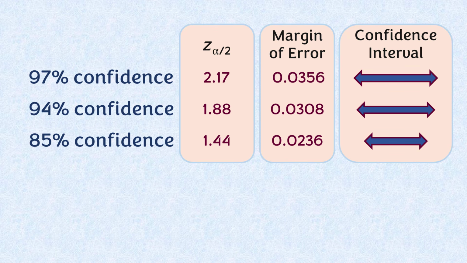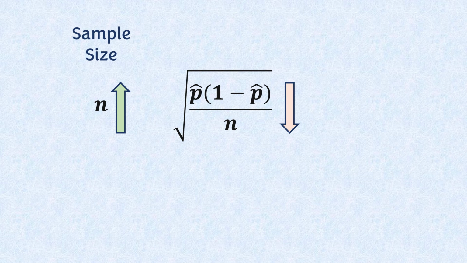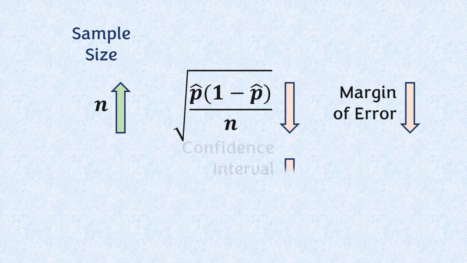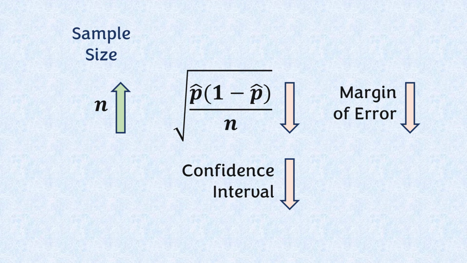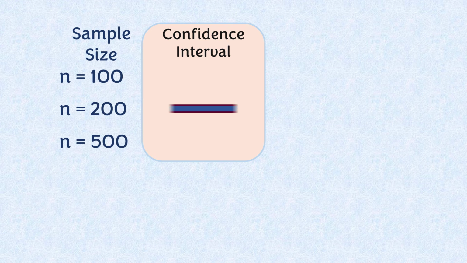Apart from the confidence level, the sample size also affects the width of the confidence interval. Since the sample size is in the denominator of the standard error formula, increasing the sample size will decrease the size of the standard error, which will in turn decrease the margin of error and consequently reduce the width of the confidence interval. This agrees with the logic that larger samples are expected to produce more precise estimation. So a sample of size 200 will produce a wider confidence interval than a sample of size 500, but narrower than a sample of size 100.